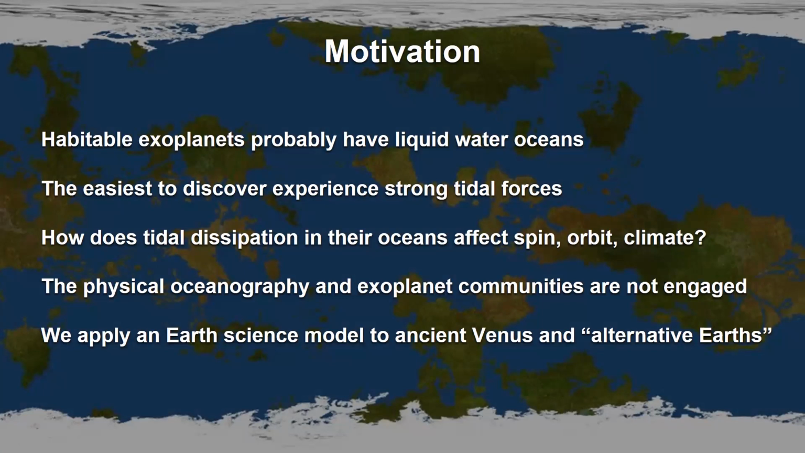We often think about habitable exoplanets as having liquid water oceans, or at least significant amounts of standing water on the surface. And of course, we all know that the easiest to discover will experience strong tidal forces. And so that leads to the natural question of how the oceans of these worlds will affect planetary evolution and habitability. I was at this point several years ago studying this, and I went on a crusade to try and find physical oceanographers to help me explore this possibility. It turned out to be a bit of a challenge, but I finally did when I went to the Ocean Sciences meeting a couple years ago. That's where I met Matthias Green, and we started working on this.